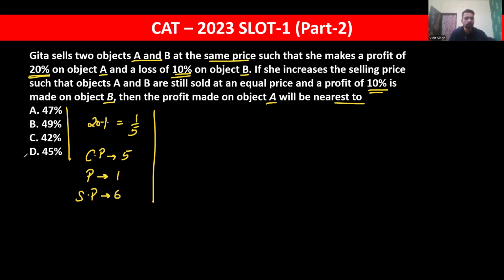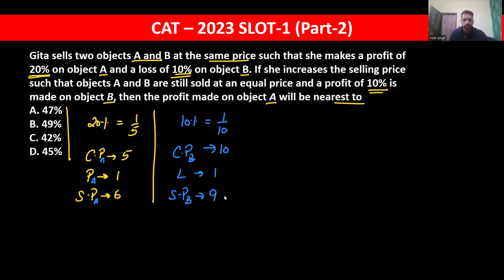Now in the other case, she gets a 10% loss. So the fraction value of 10% is 1 by 10. Now the cost price of the second product, product B, is 10 units, the loss is 1, then the SP of B is 9. But according to the question, the selling price of the first product and the second product is equal. Here the selling price is 6, and in the second case the selling price is 9. So we have to equate both selling prices.